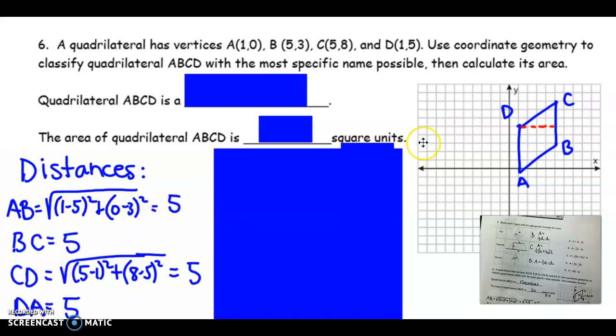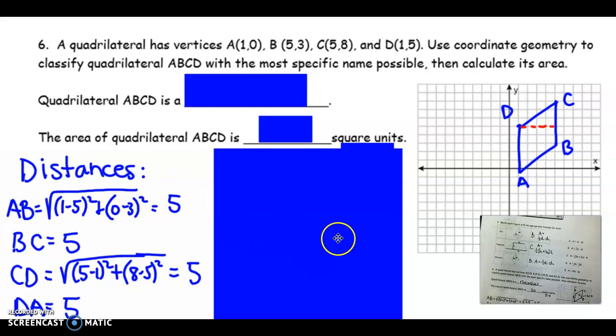For B, C, and D, A, since they are vertical segments, you can simply count those distances and find they are also 5. And then using the distance formula for C to D, again, you get 5. So since all the sides are congruent, you have 2 possibilities for your quadrilateral. It could be a rhombus or it could be a square. So that's why you also do the slope.